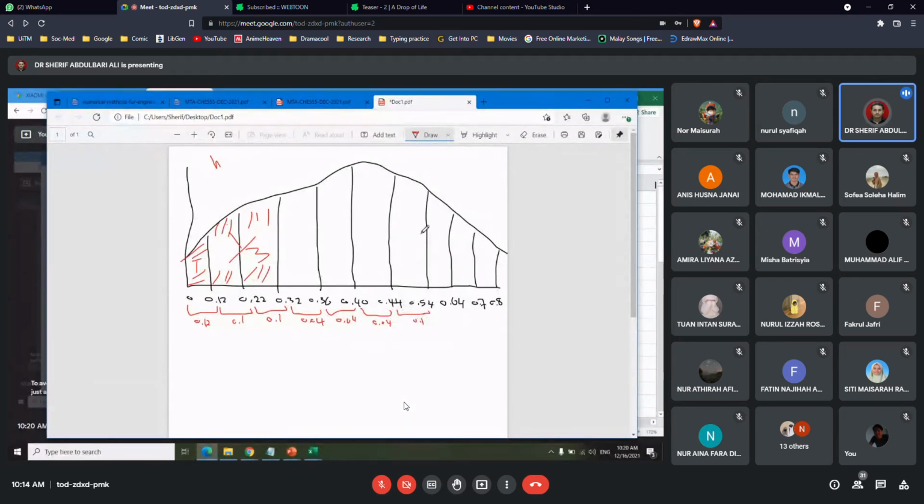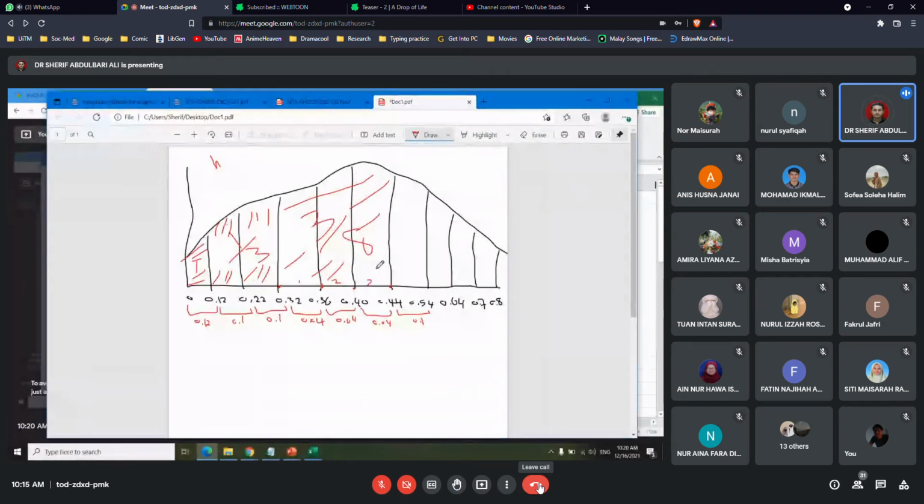So that means I cannot combine these segments with these 3 segments. So now what I have here, I have 3 segments with 4 points. What type of rule can I apply here? 3/8 rule. 3 segments and 4 points. So I will go for 3 over 8 for all these 3 segments.